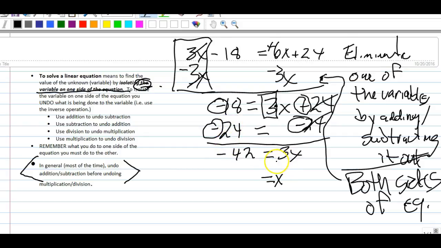Now I'm going to divide both sides by 3, because remember, I don't want 3x, I don't want 2x, I don't want the opposite of x, I want x, which is positive 1 times x. So negative 42 divided by 3 is equal to negative 14.